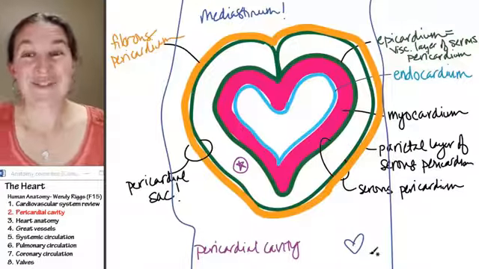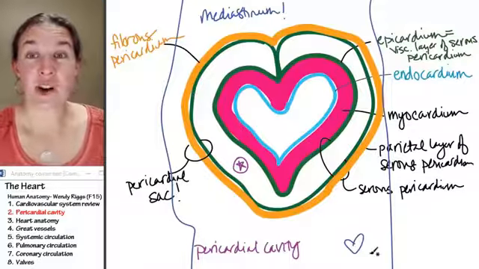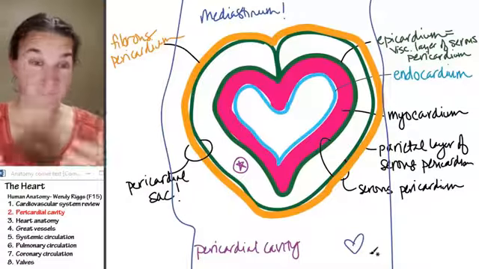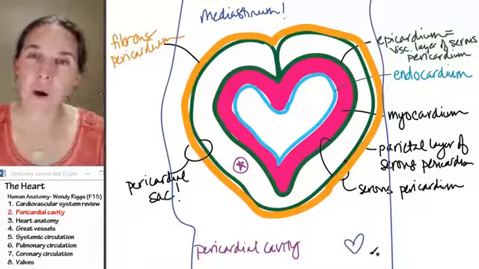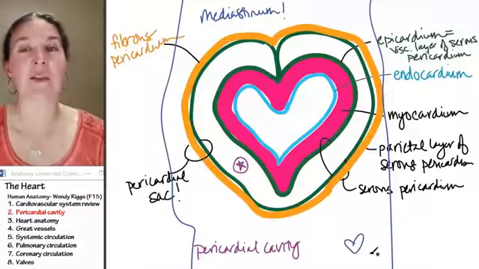All right, so now you know where your heart lives, in the pericardial cavity. Now we know all the pieces that fit into the pericardial cavity. Now we want to look at the specific anatomy of the heart itself.